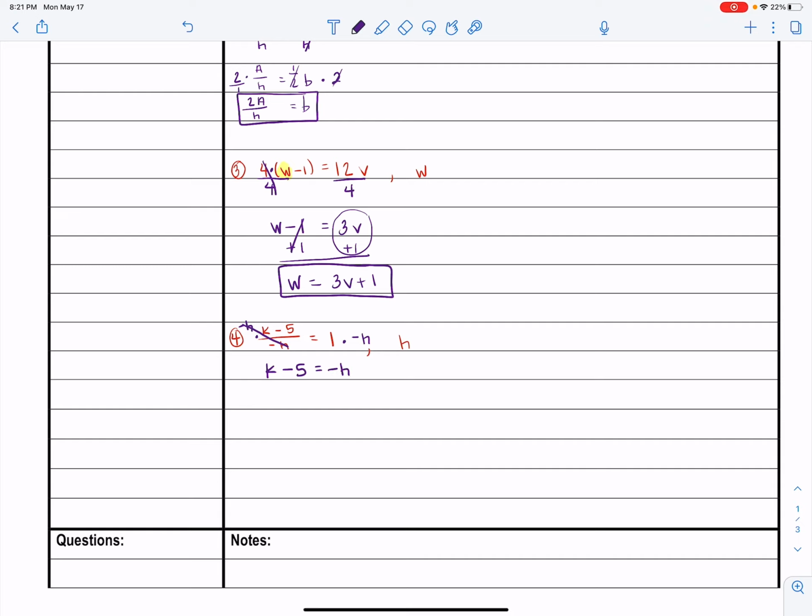All right, now I want h by itself. Well, I'm in this kind of crazy situation where I have h, it looks like itself, but remember it's really like a negative 1 times h. So I divide by negative 1 so that I have h by itself. Divide by negative 1. K divided by negative 1 is negative k. Negative 5 divided by negative 1 is positive 5. And that is what h is equal to.